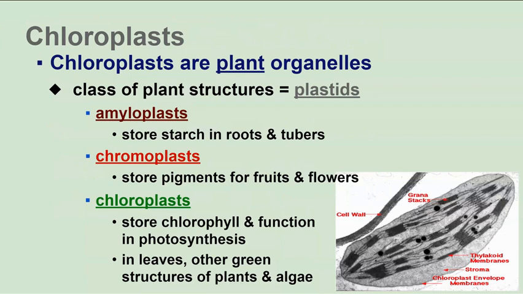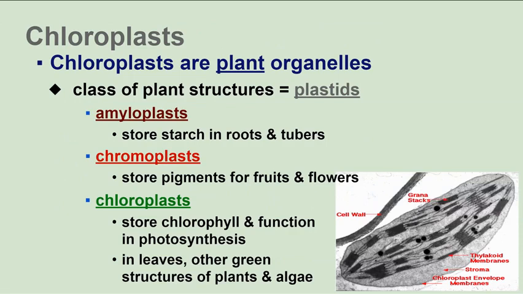Chloroplasts belong in a class of plant structures called the plastids. There's a lot of different kinds of plastids, but just some examples. One you already looked at, amyloplasts. These are structures for the purposes of storing starch in roots and tubers. So we were looking at those in the bananas.